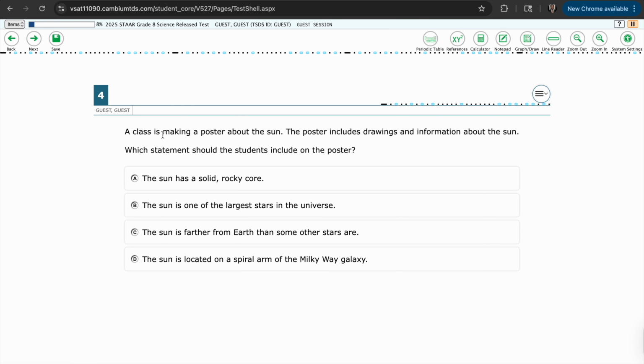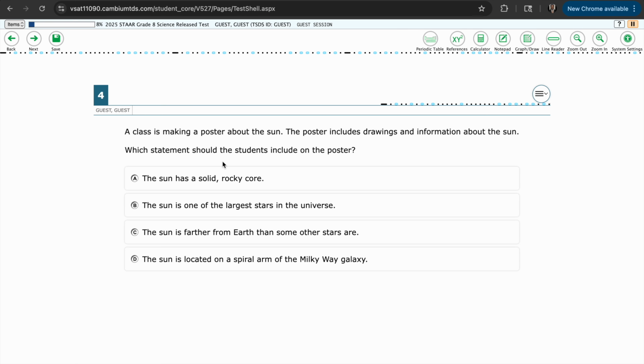Question 4. A class is making a poster about the sun. The poster includes drawings and information about the sun. Which statement should students include on the poster? A: The sun has a solid rocky core. Does the sun have a solid rocky core? Let's check our different answers. B says the sun is one of the largest stars in the universe. Okay, interesting. Let's check out C.